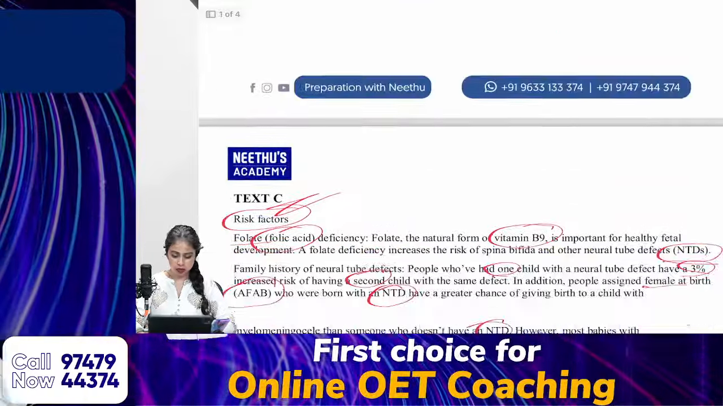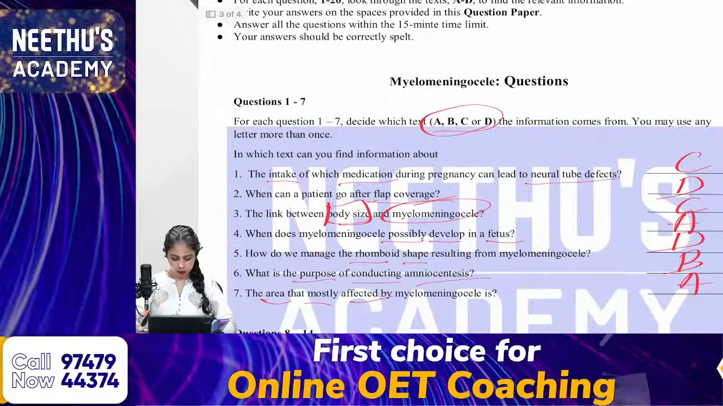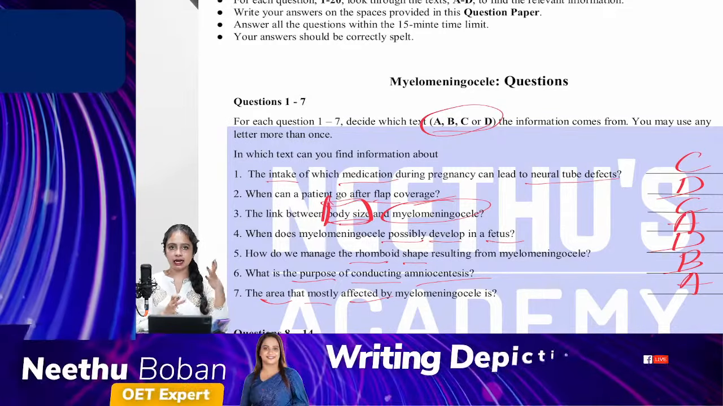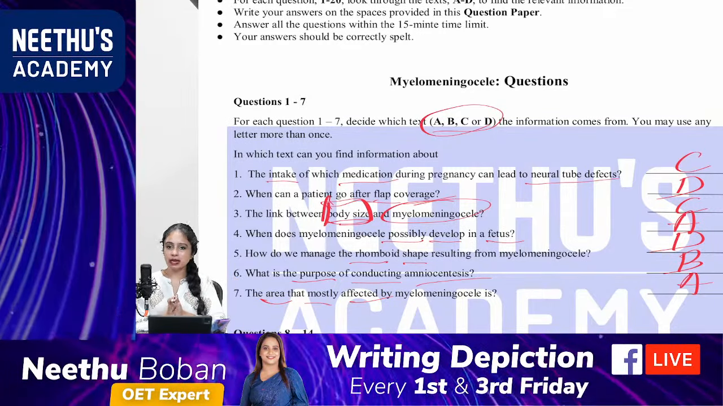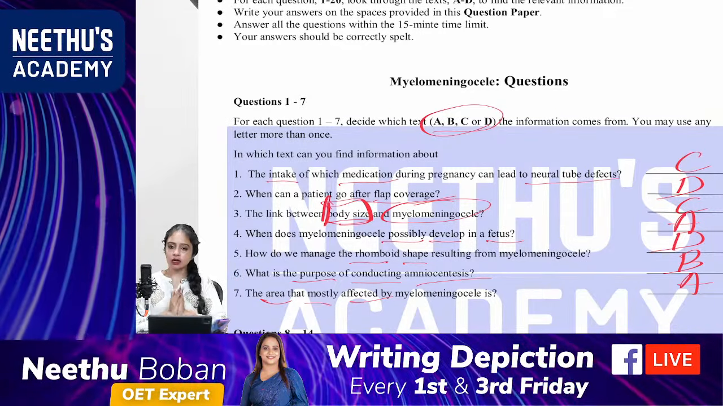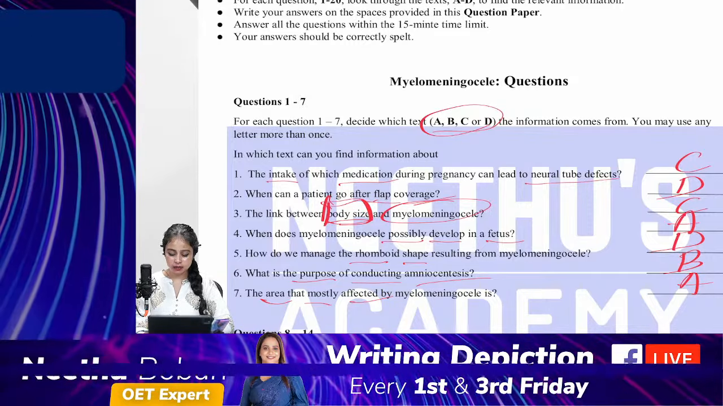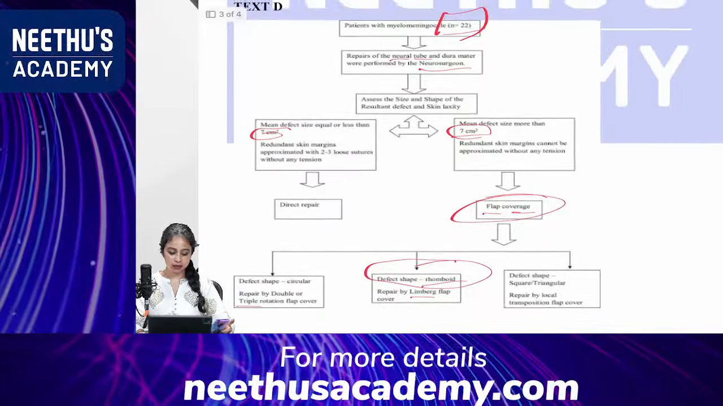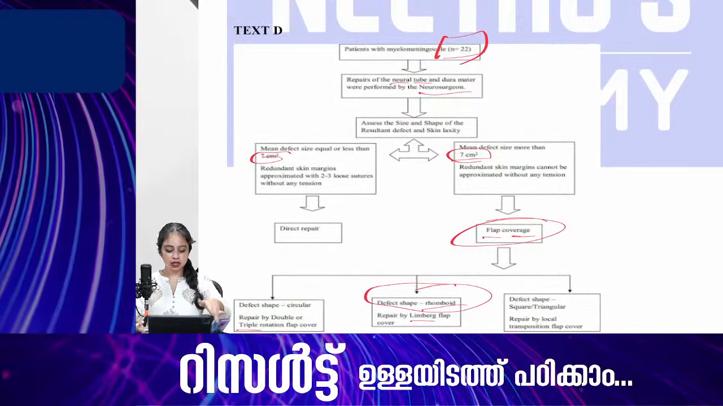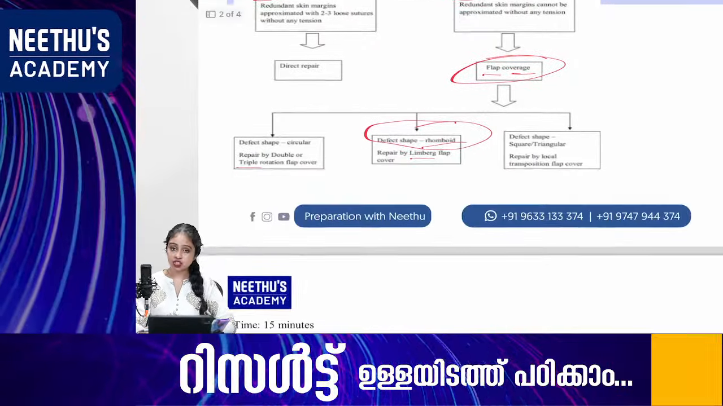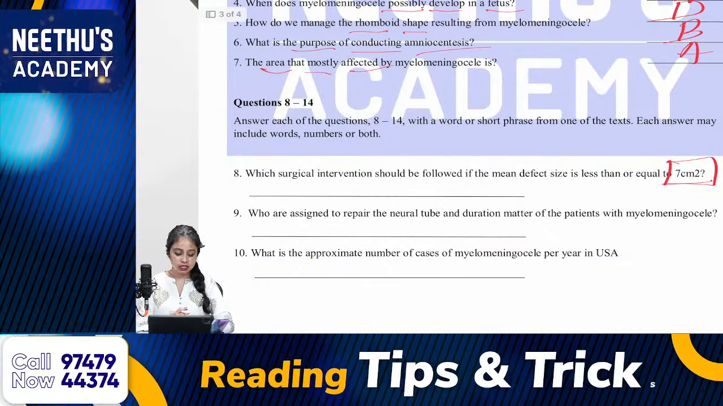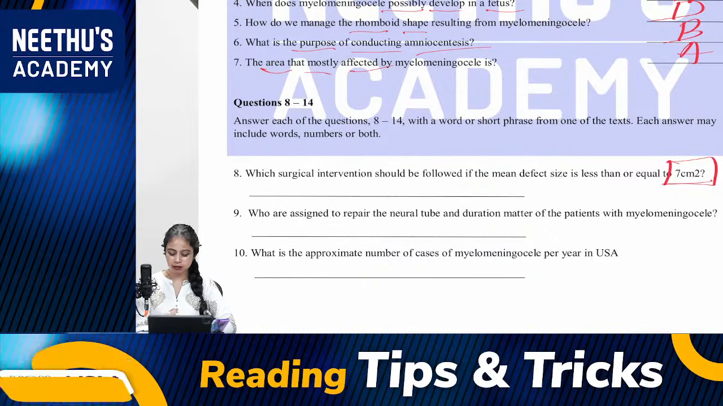Okay, Megha, third question from match the following, right? Okay, so what is the third question here? The link between body size and SB. See, body size, which means it's all about the obesity they are talking about. So that is only mentioned in which text? It is mentioned in text C. Okay, it is a risk factor. So that is all about which is in text C. Okay, so coming back to the eighth question, the answer should be direct repair from text D.